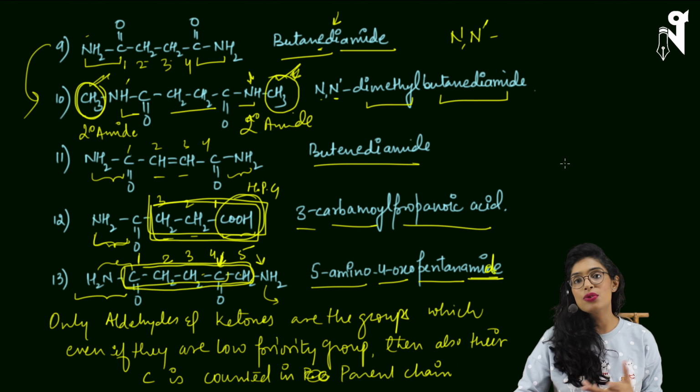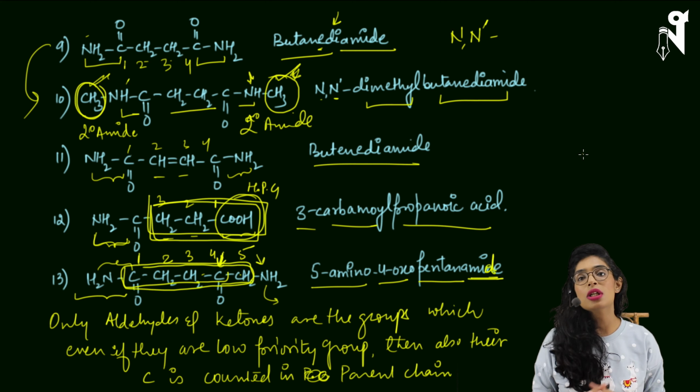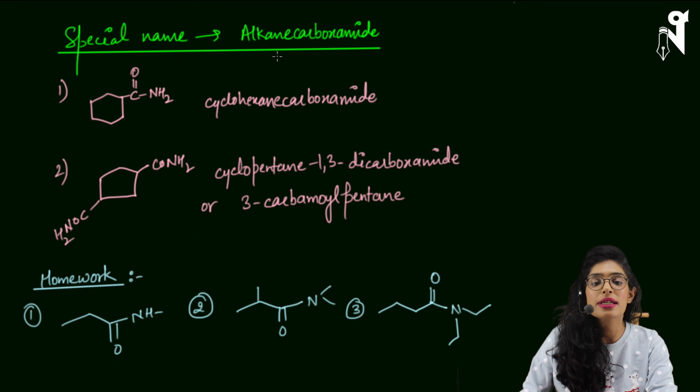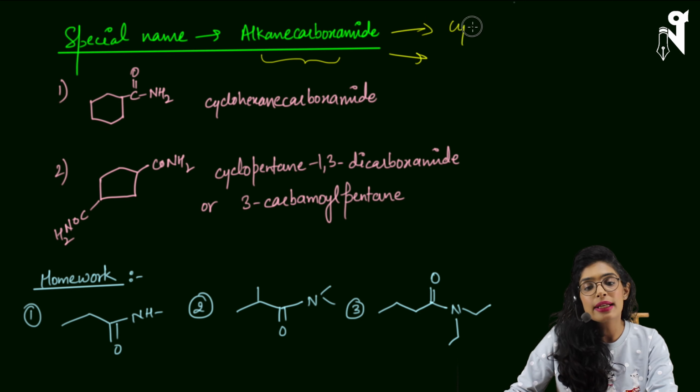Now let's talk about the next few examples where we will be using the special name of amide. The special name for amide is alkane carboxamide. This is applicable in two conditions: one, if the chain is cyclic; another, if the amide group is repeating multiple times.